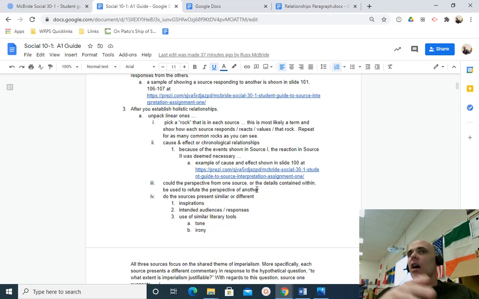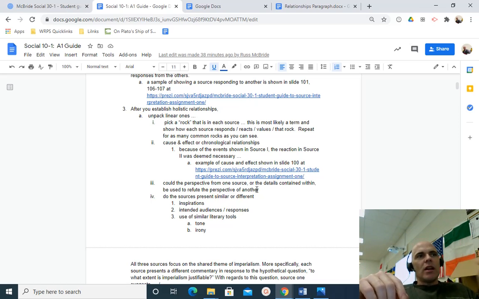We can also look for cause and effect relationships that can sometimes appear to be chronological. Obviously, in Social 20, chronological relationships will be easiest to find because the course is chronological by nature. But there may be some cause and effect chronological relationships in 30 as well. You might have a protest in 30 about civil rights in the 1950s and 60s, and then you might have a chart that shows voting rates.